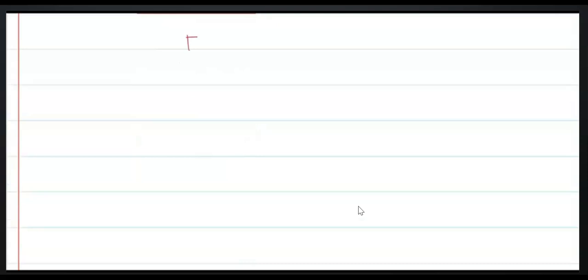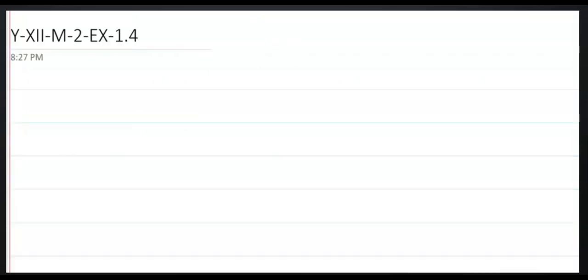If you have the variable, it doesn't matter if there is no change in the answer. Exercise 1.4, if there is a change, you can change it.